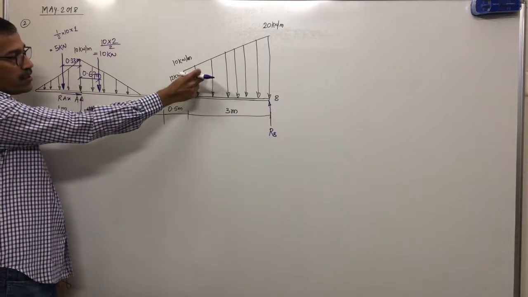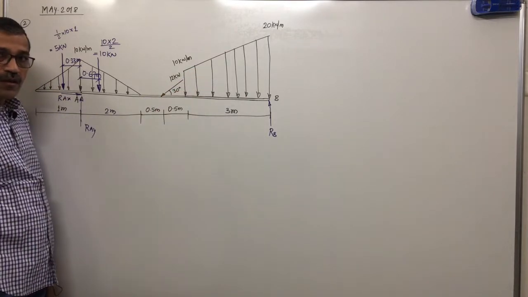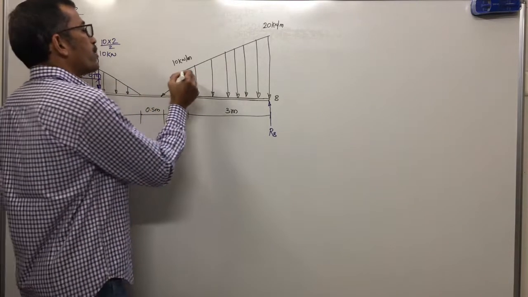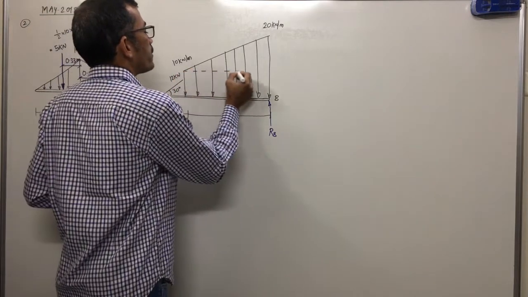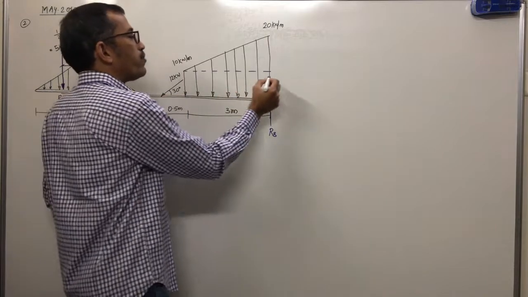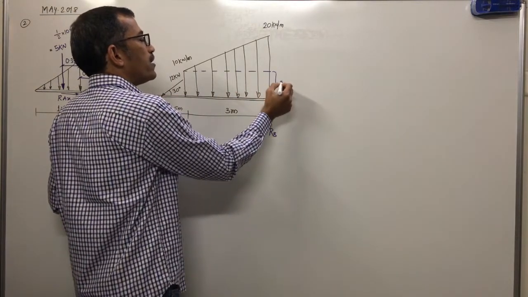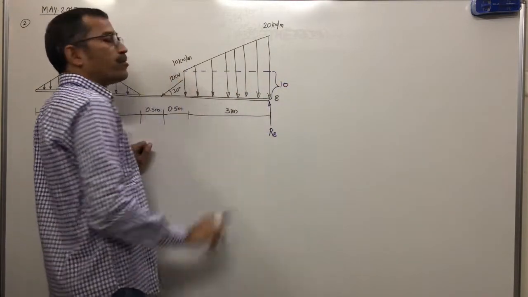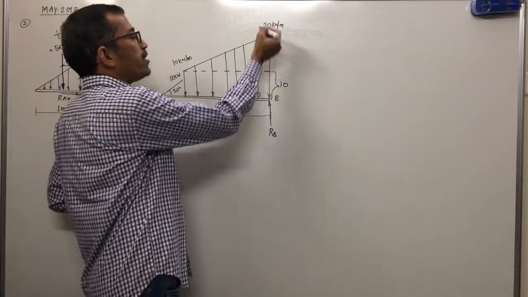But here this is a combined load. When a combined load is given, what will we do? We'll divide it into 2 parts. Lower part is UDL, upper part is UVL. For this UDL, its intensity or magnitude is 10. Total is 20.